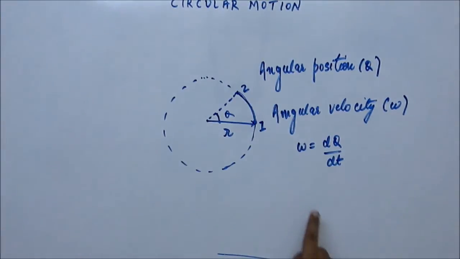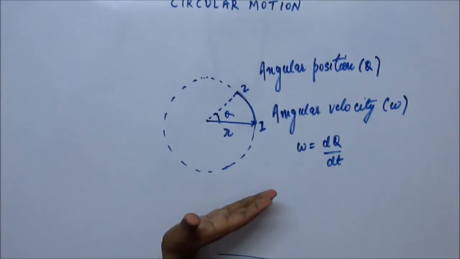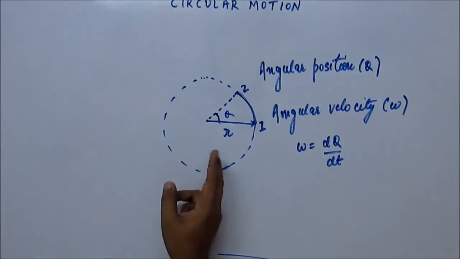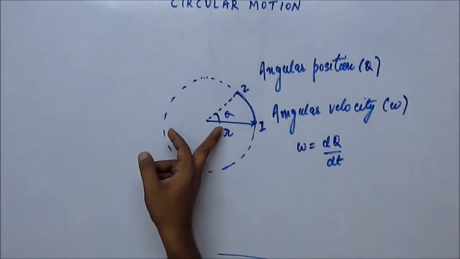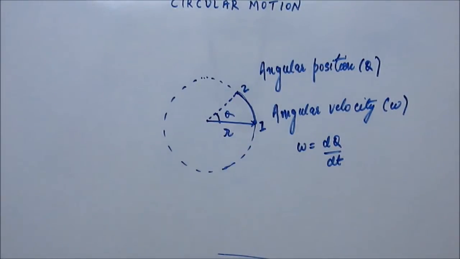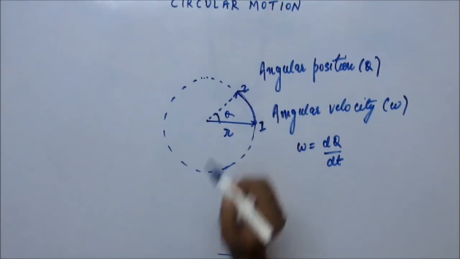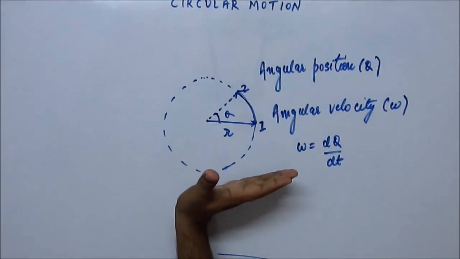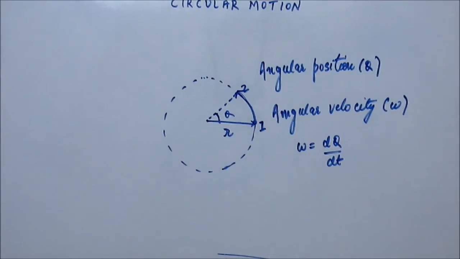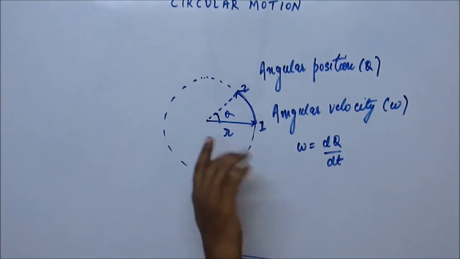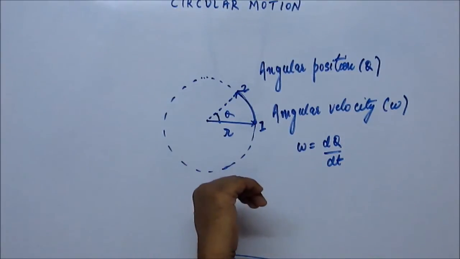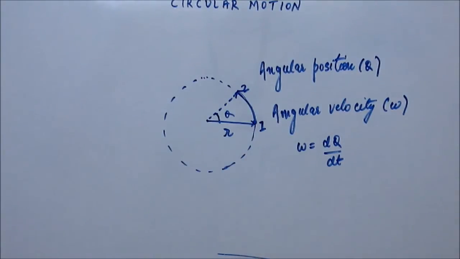Now the direction of the angular velocity is such that you curl your right palm in the direction in which the angle around the circle is covered. Suppose this particle is going anti-clockwise, so you will curl your right palm anti-clockwise and you'll see in which direction your thumb is pointing. In this case the thumb is pointing upward, so the angular velocity will be upward. Had it been going clockwise, then you would curl your right palm clockwise, and in this case the thumb is pointing downward. So the direction of the angular velocity would have been downward. That's how you find the direction of angular velocity.